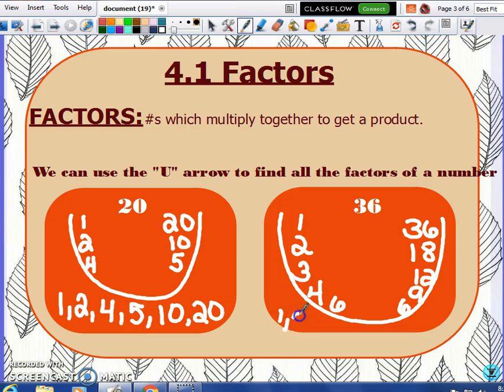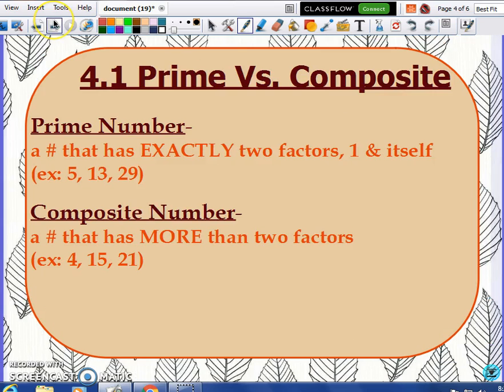So our factors are 1, 2, 3, 4. I do not have to write 6 twice. Just write it once. 6, 9, 12, 18, and 36. So that is how we're going to do factors.